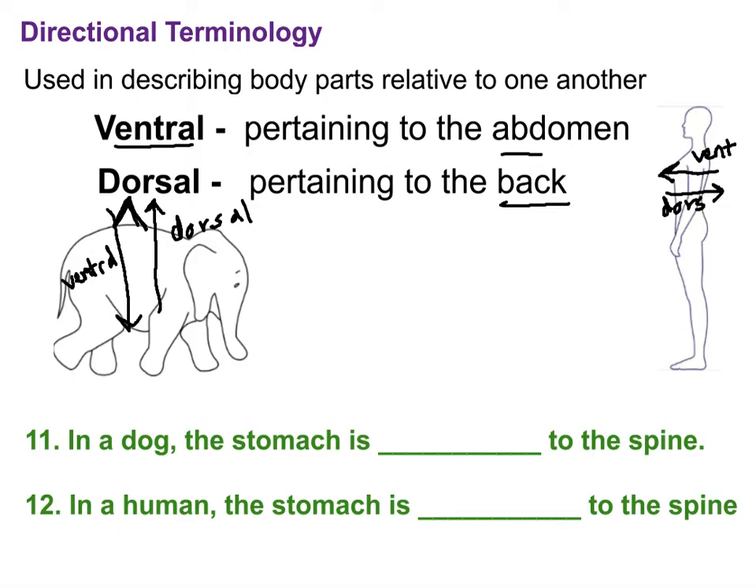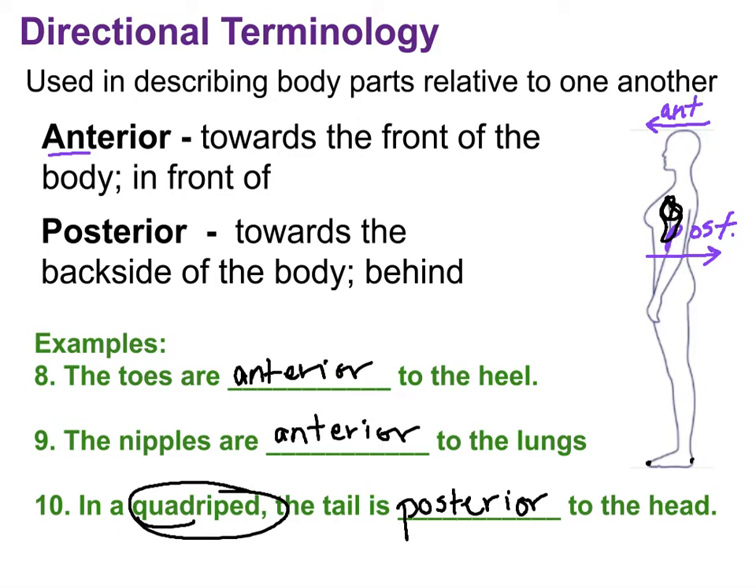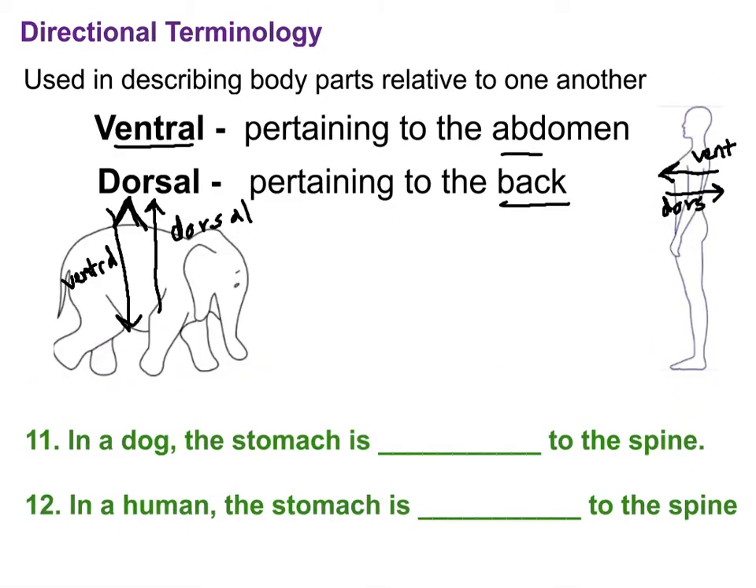So anterior for any organism is going to be towards the front of the body. So on something like an elephant, this would be anterior and this would be posterior. Whereas we know on a human, those are going to be the same as ventral and dorsal. So just something to point out, this is going to be different between different organisms.